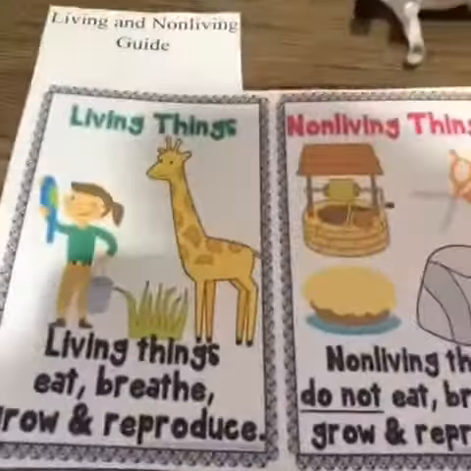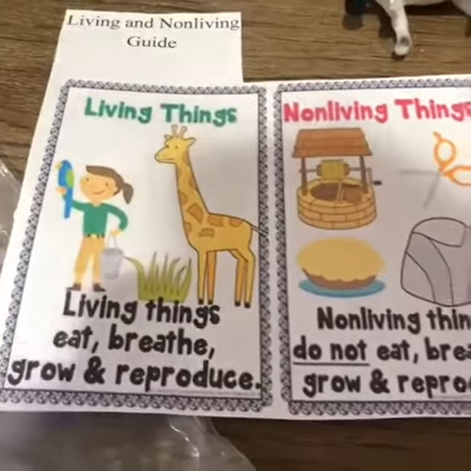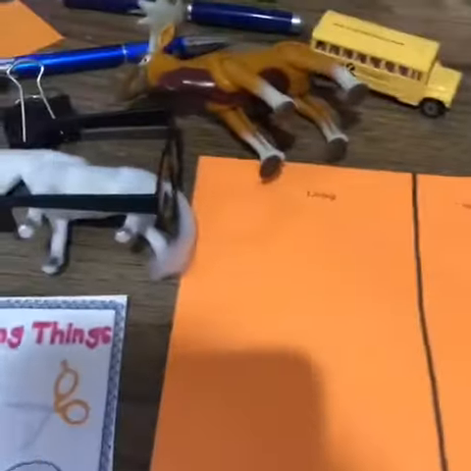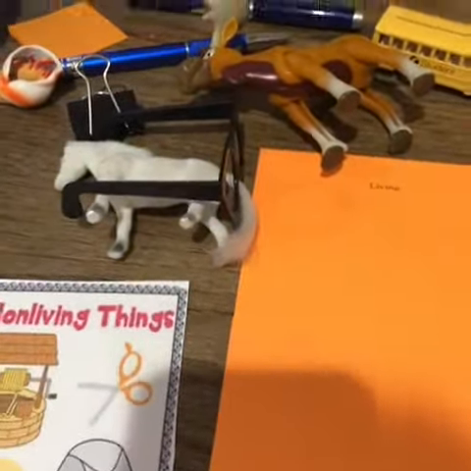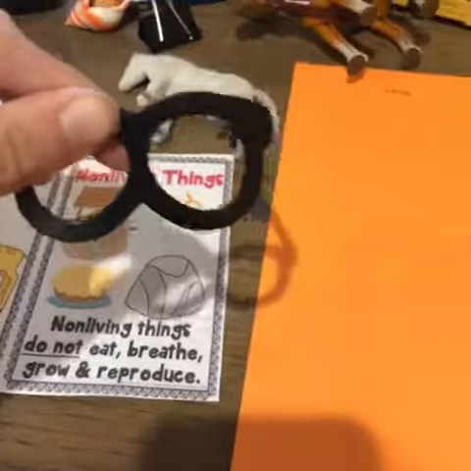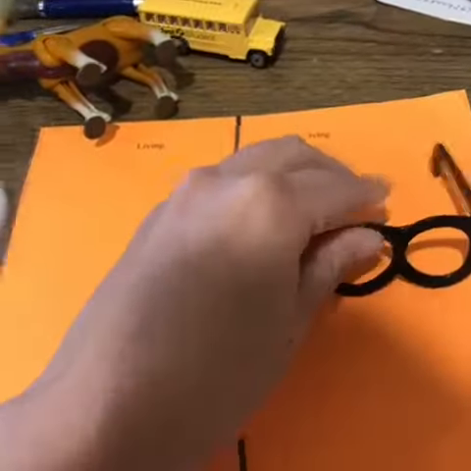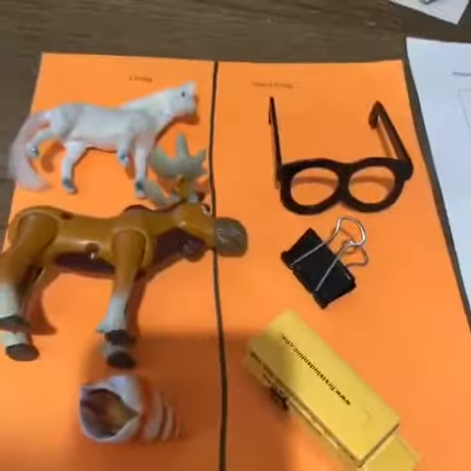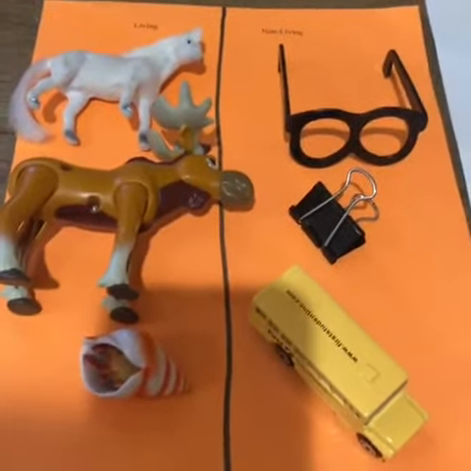The students will begin reading the guide. Living things eat, breathe, grow, and reproduce. Non-living things do not eat, breathe, grow, and reproduce. Here's the chart that they will separate. They can find things at home, just as I did. They will look at the glass. They will say, well, it does not eat, does not breathe, grow, or reproduce, so it is non-living, and they would sort them and so forth. And this is what the finished product would look like.